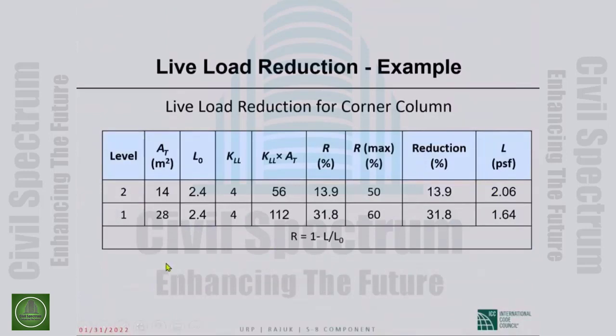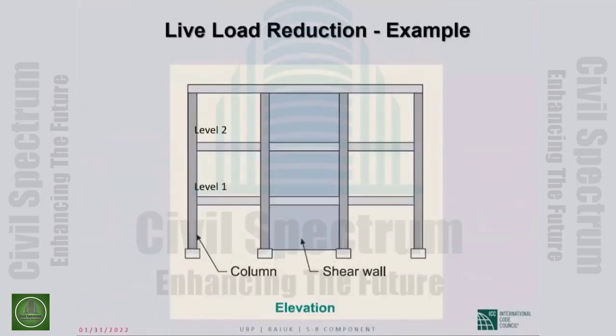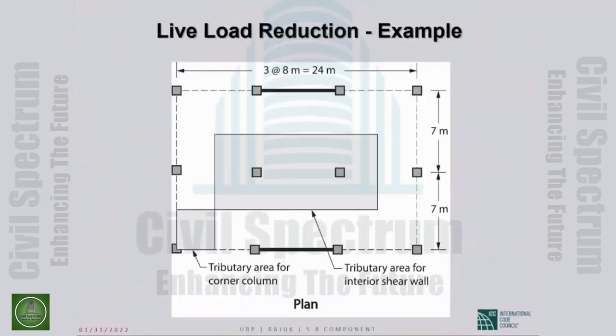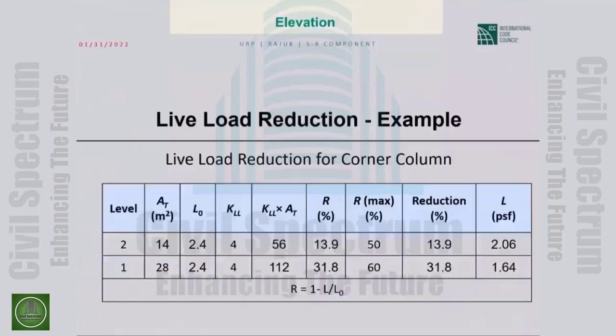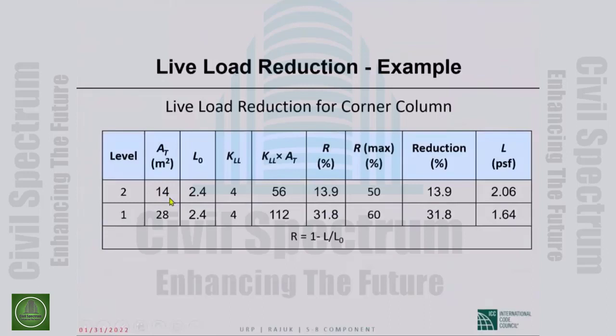So the tributary area for the corner column would be half of 7 meters, that's 3.5, and half of 8 meters, that's 4. 4 times 3.5 would be 14 square meters. So the upper level is 14 square meters, lower level columns accumulate the tributary areas. So we are looking at 28 square meters. The unreduced live load was given in the problem statement, 2.4 kilonewton per square meter.